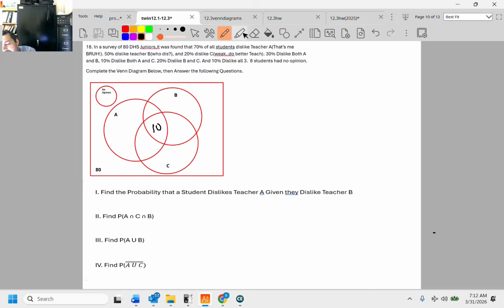Oh, by the way, we need to convert these to actual numbers. It's not 10%. This is 80 kids. 10% of 80, that's 0.1 times 80, is 8 kids. There's 8 kids who dislike all 3. 20% dislike B and C, so 0.2 times 80 is 16. And they dislike, who is that again? B and C. Now, I need another 8 here. It doesn't say the word only, okay? If it said only, it'd be different, all right? We've already got 8 in this piece right here, because this overlap represents kids who dislike B and C.